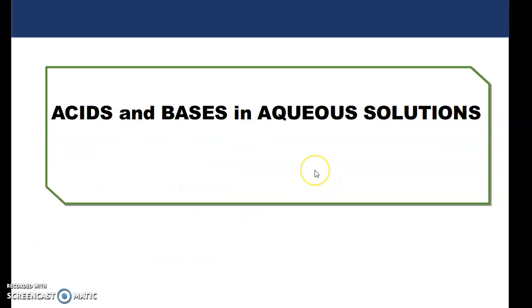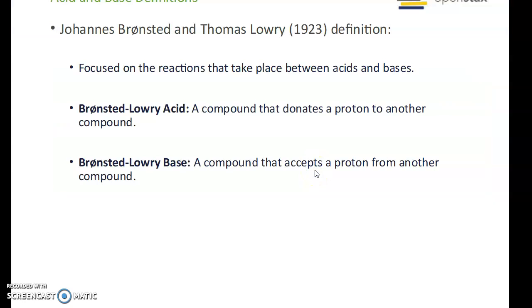Now, let's go on to acids and bases in aqueous solutions. First of all, the definition of an acid. Johannes Bronsted and Thomas Lowry in 1923 came upon this type of definition. What they wanted to do is focus on the proton or the hydrogen ion. A Bronsted-Lowry acid is a compound that donates a proton to another compound, and a Bronsted-Lowry base is one that accepts a proton from another compound.